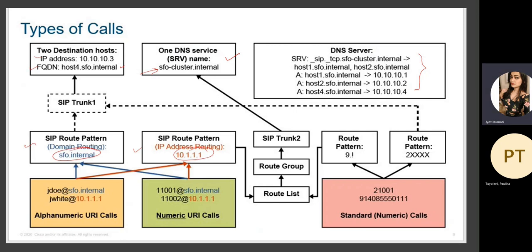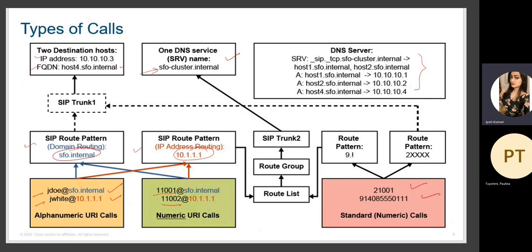When we are configuring their URIs, we have, let's say for the user, a user J Doe and J White using its FQDN and IP address. So these are the two formats we can use, alphanumeric URIs. For numeric URI calls, instead of names, in the user part you can also use the DN numbering, numeric.